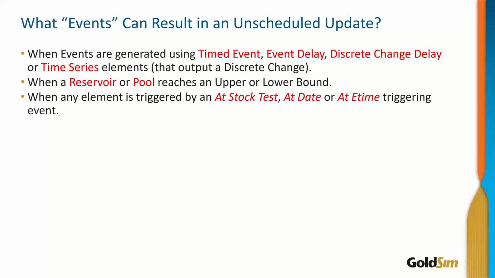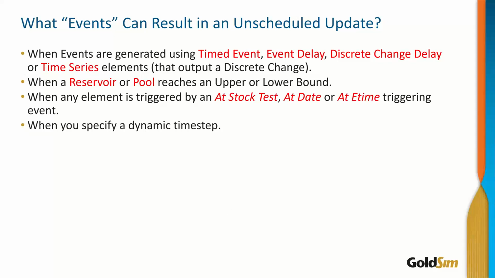So if you say at stock test X greater than Y, we're going to interrupt the clock and put in an unscheduled update. If you say on true X greater than Y, GoldSim is not going to interrupt the clock. It's going to wait until the next scheduled update. That's a really key point. There's a couple other triggers, at date and at e-time. For these, in which you're actually specifying a date or a time, we're going to interrupt the clock. We're going to say, well, he wants this event to happen right at this time, so we're going to interrupt the clock and insert an unscheduled update.